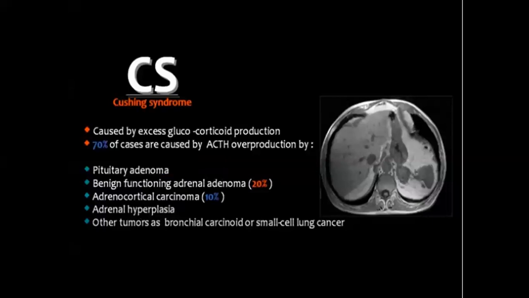Cushing syndrome is caused by excess glucocorticoid production. 70% of cases are caused by adrenocorticotropic hormone overproduction, either by a pituitary adenoma, or a benign functioning adrenal adenoma in 20%, adrenocortical carcinoma in 10%, adrenal hyperplasia, or other tumors such as bronchial carcinoid and small cell lung cancer.